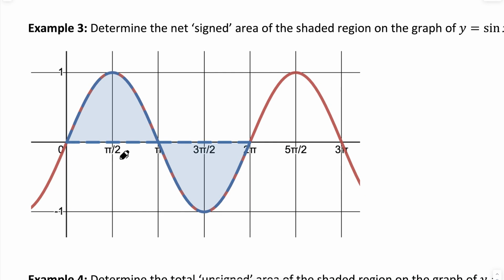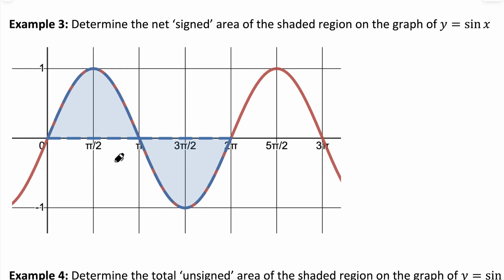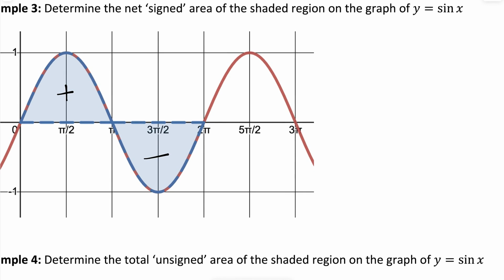Example 3 specifically says determine the net signed area of the shaded region on the graph of y equals sine x. So this time we have the graph of sine x and we want the net signed area. So not the total area that we see here. We want the net signed area, which is exactly what a definite integral gives. When I do this definite integral, part of it's going to be a positive answer from the portion that's above the x-axis, and part of it's going to be negative for the area that's below the x-axis. And it looks like the absolute values of those areas from the diagram are equal to each other. So my net signed area should be 0. Let's see if the definite integral gives us that.